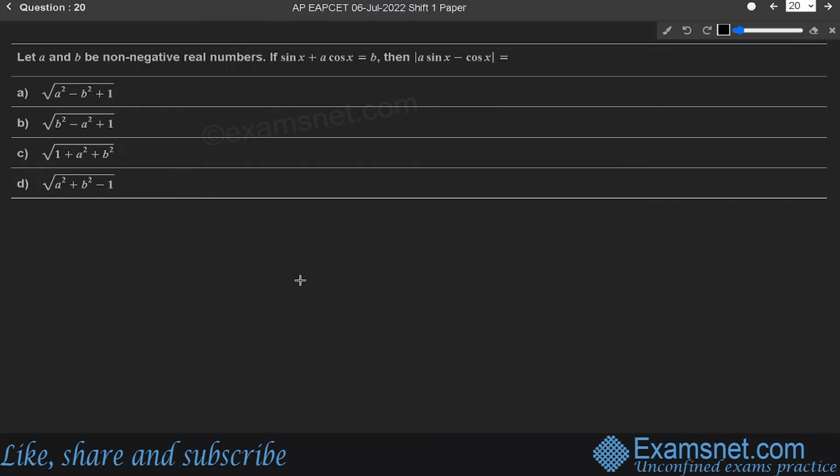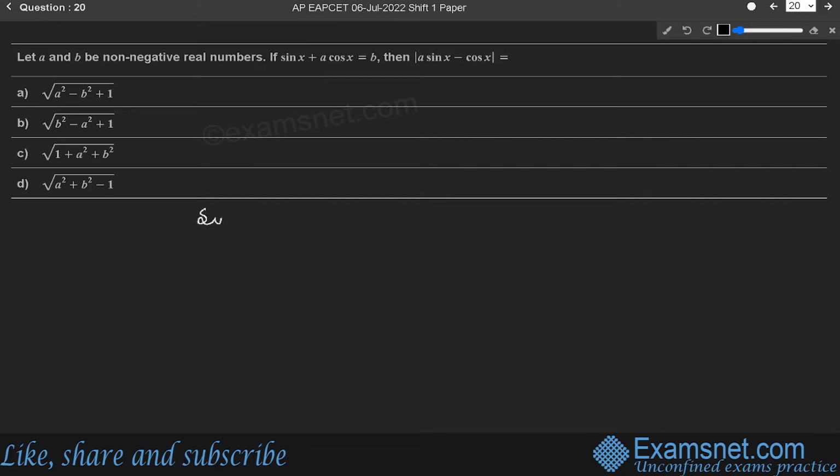Next question is a very, very simple question. Let a and b be non-negative real numbers. If sin x plus a cos x is equal to b, then modulus of a sin x minus cos x is equal to. This question only requires a very basic concept. If you remember it, you can easily solve and get the answer for this question.